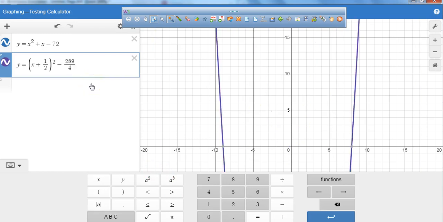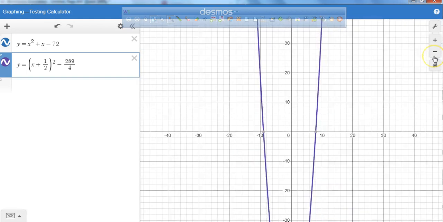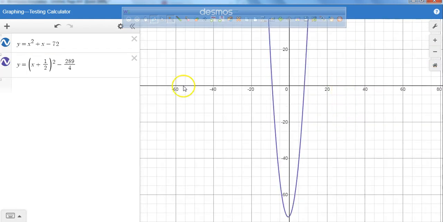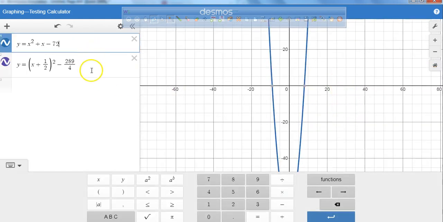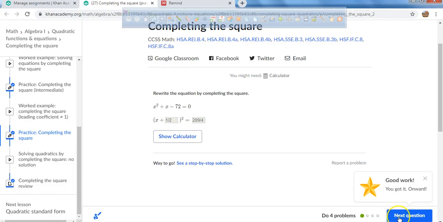Divided by 4. And then if you zoom out enough, you can see that these are the exact same form. This just happens to be in vertex form, and this is in standard form. All right, let's do one more.